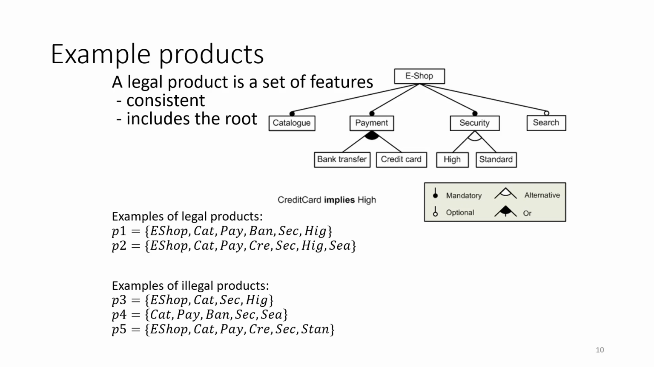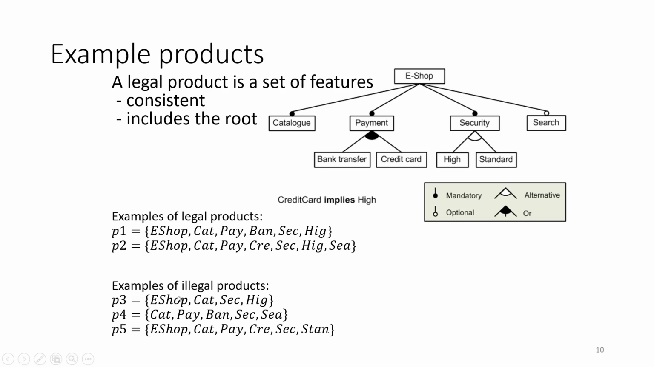We switched the bank transfer with credit card, and we added the search feature. So again, this is consistent. Now, because we have credit card, we have to look more closely at this constraint which mentions credit card. It says we need high security, but yes, we already had that, so that's fine.